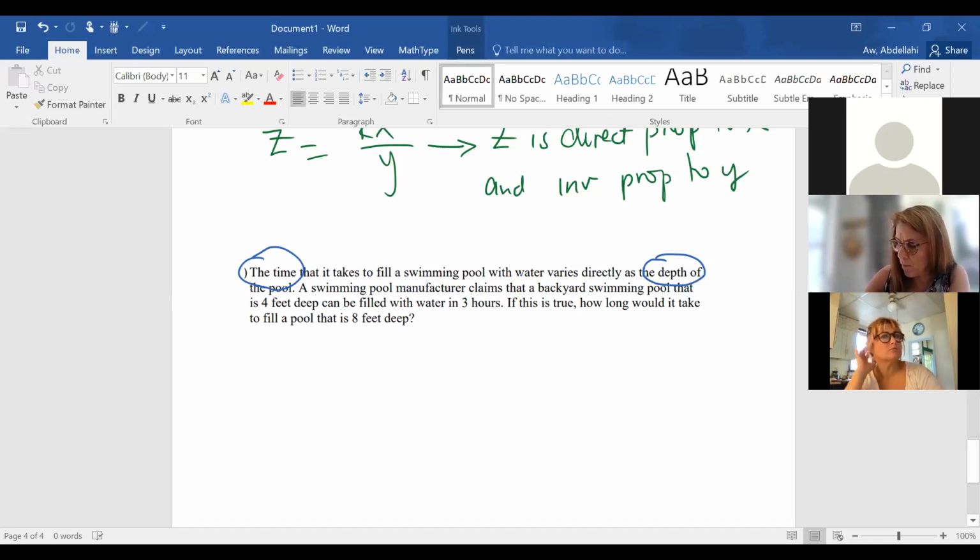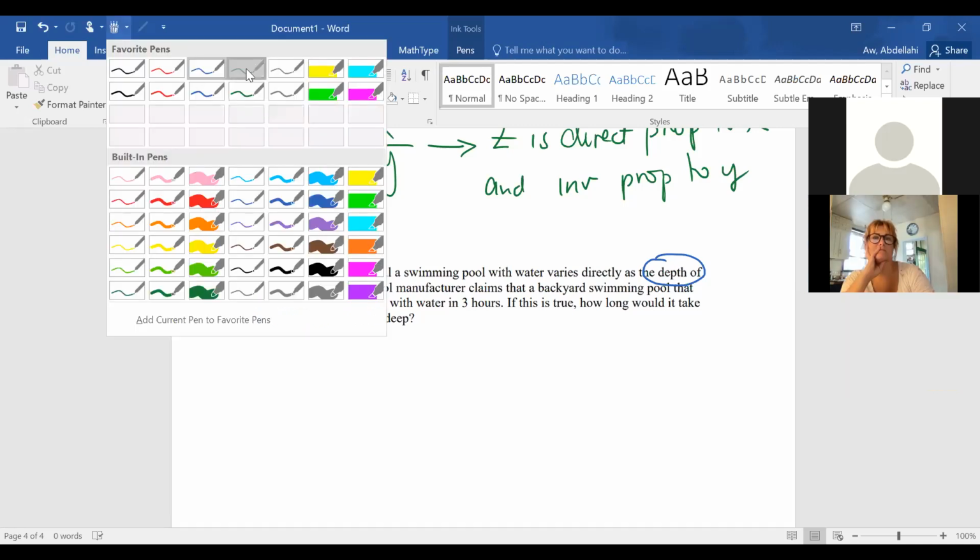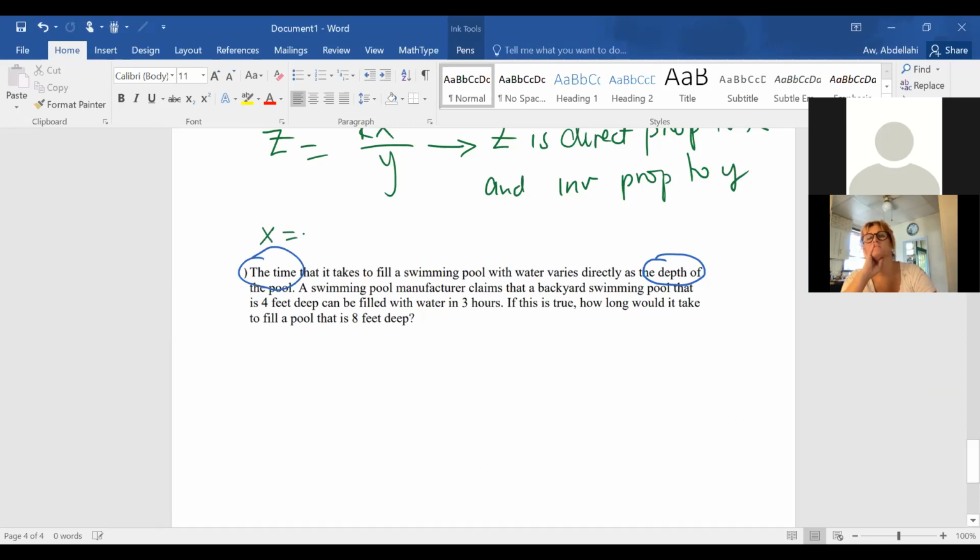Now you can name them, you can name one of them X, the other one Y, or you can choose the initials, because the initials will tell you what the variable represents. Or you can call them X and Y. So what do you prefer, X and Y or T and D? X and Y. Stick with what we're doing. So let's call them X and Y. X is the time, and Y is the depth.